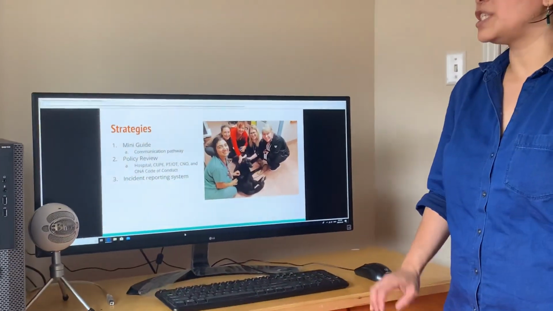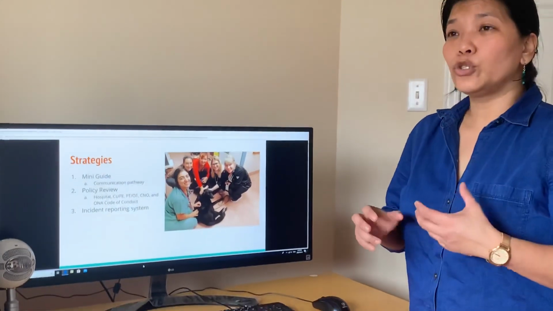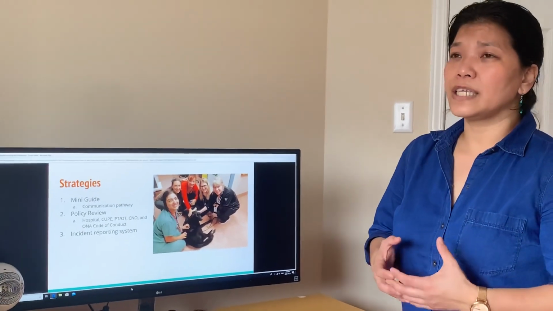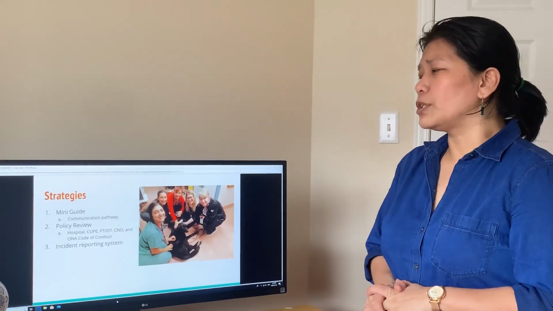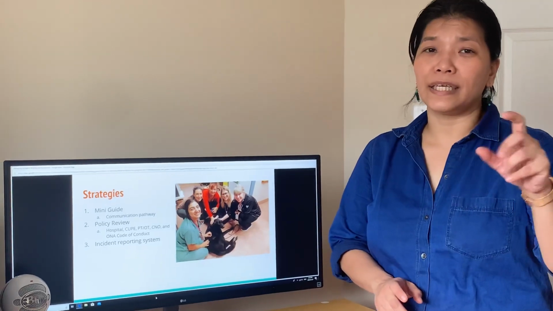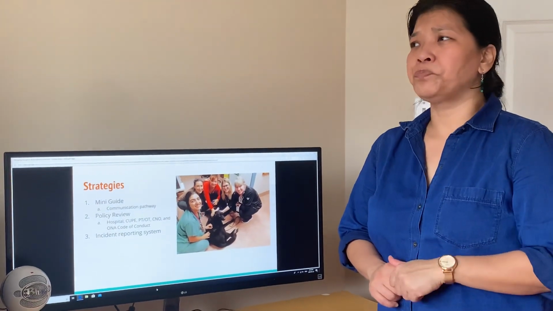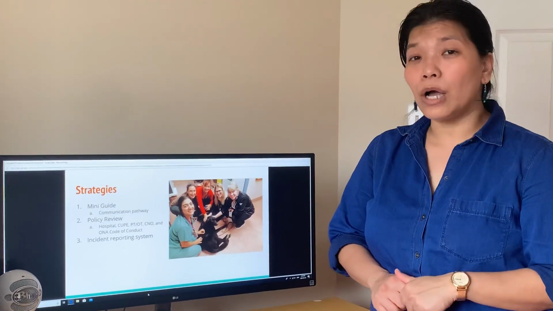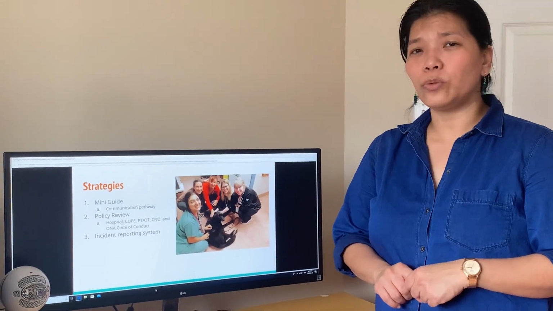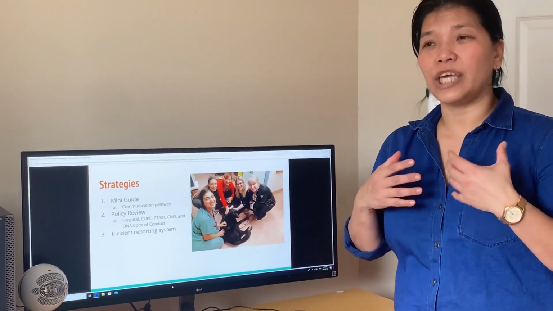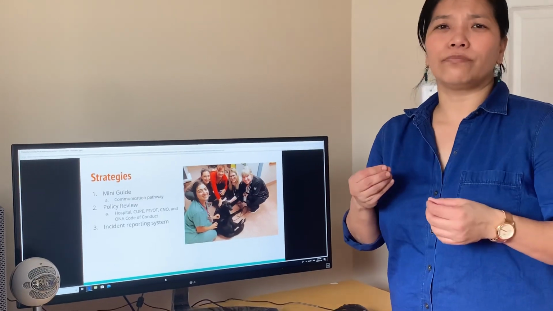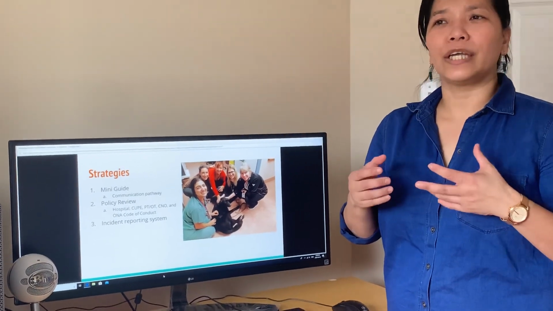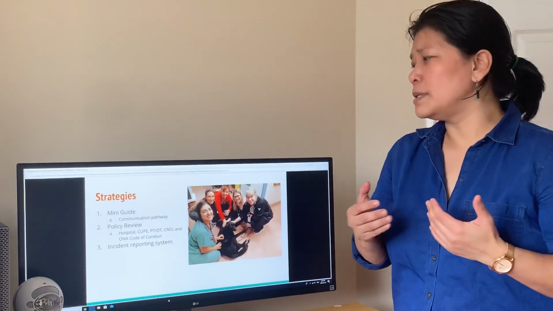So some strategies that we would like to bring out for our colleagues: we try to put together a communication pathway, a mini guide. It fits in your lanyard. I know a lot of us know how to address it, but in the moment we feel so overwhelmed that we can't address it. But this is just a little guideline where you can look at it and try to sort your thoughts.